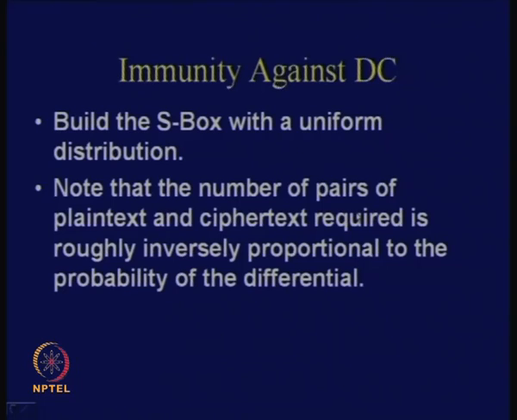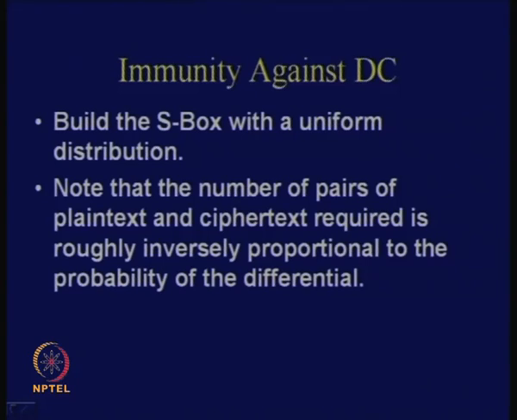So note that the number of pairs of plain text and cipher text required is roughly inversely proportional to the probability of the differential. So if I observe that my probability is say p, then roughly the number of pairs required will be proportional to 1 by p. Therefore, if the probability that you obtain is high, then you require a lesser number of plain texts. That is why you need to identify those prop ratios which have higher values. Only then can you do the attack with a smaller number of plain texts.